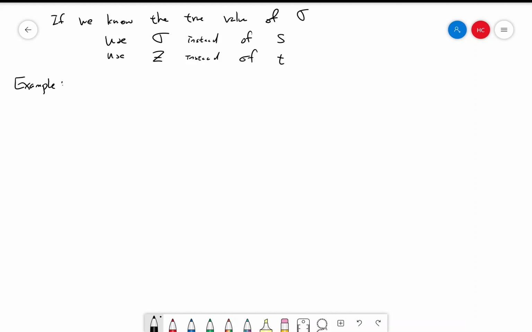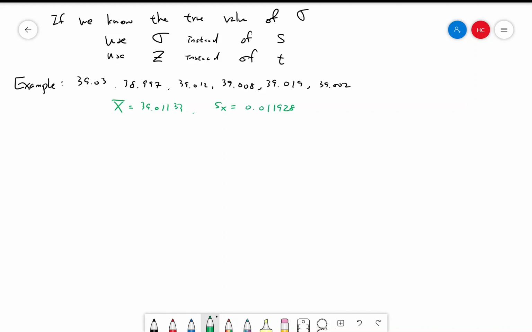So the 6 numbers are 39.03, 38.997, 39.012, 39.008, 39.019, and 39.002. And the sample mean is 39.01133, and the sample standard deviation is 0.011928. But now we are given that the population standard deviation is equal to 0.01.